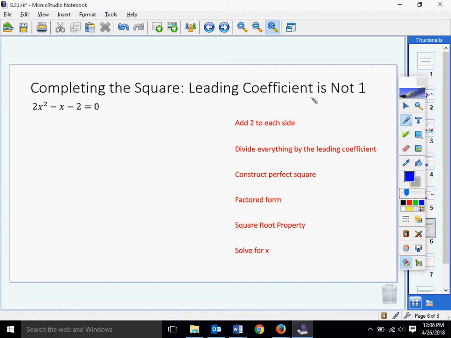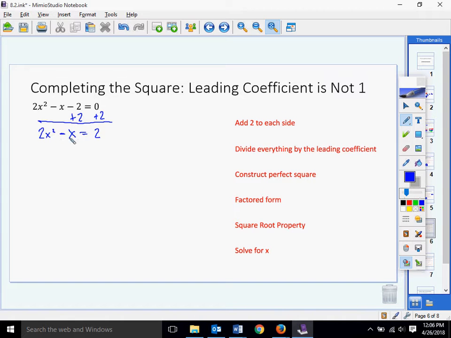Okay, what about when the leading coefficient is not 1? So for instance, here this leading coefficient is a 2. Again, I want to get it into a form that I can complete the square. So I need to move this 2 to the other side. So I'm going to add 2. That leaves me with 2x squared minus x equals 2.